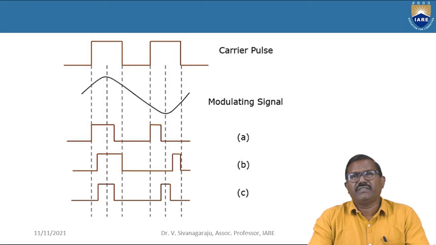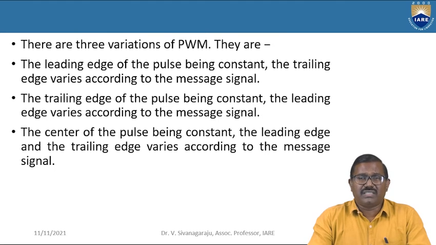So here you have three varieties of pulse width, A, B, C. Three pictures you can see. These are the three variations of PWM. One is the leading edge of the pulse being constant, and the trailing edge varies according to the message signal.